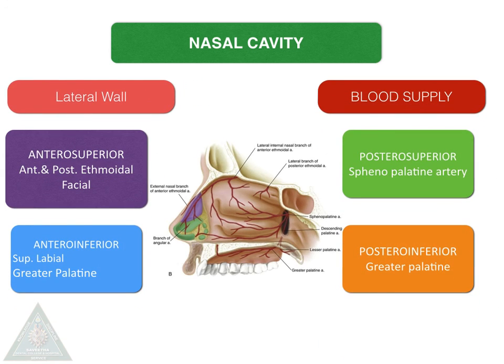The blood supply of the lateral wall can be divided into four quadrants. The arteries supplying the lateral wall are: anterior superiorly, the anterior and posterior ethmoidal arteries and branches of the facial artery; anterior inferiorly, the superior labial branch and the greater palatine artery; posterior superiorly, the sphenopalatine artery; and posterior inferiorly, the branches from the greater palatine artery supply the nasal cavity.